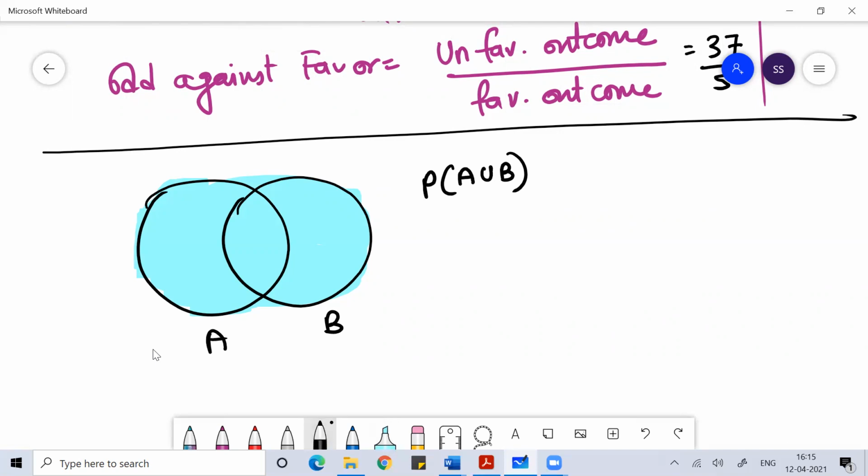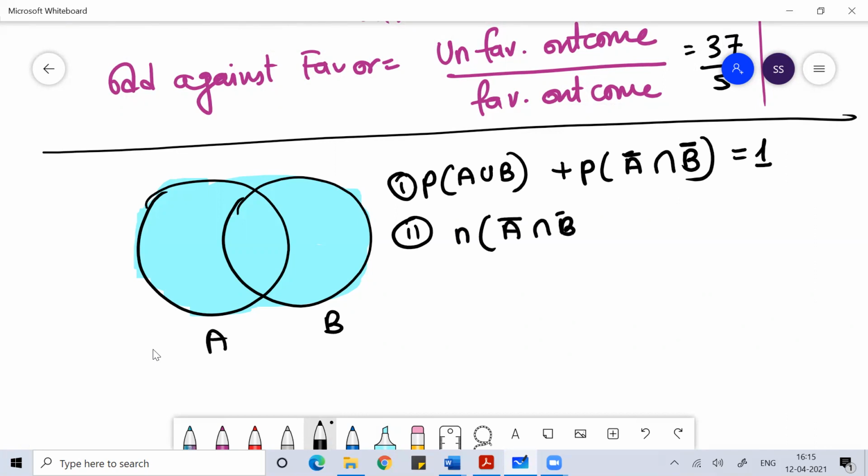Whatever is outside this is the intersection of A dash and B dash, and the total will be equal to 1, because we are defining probability and the sum total of everything will be 1. So A not happening intersection B not happening is all the elements outside this. Normally, n of A not happening intersection B not happening is the universal set minus n of A union B. You can understand this part.